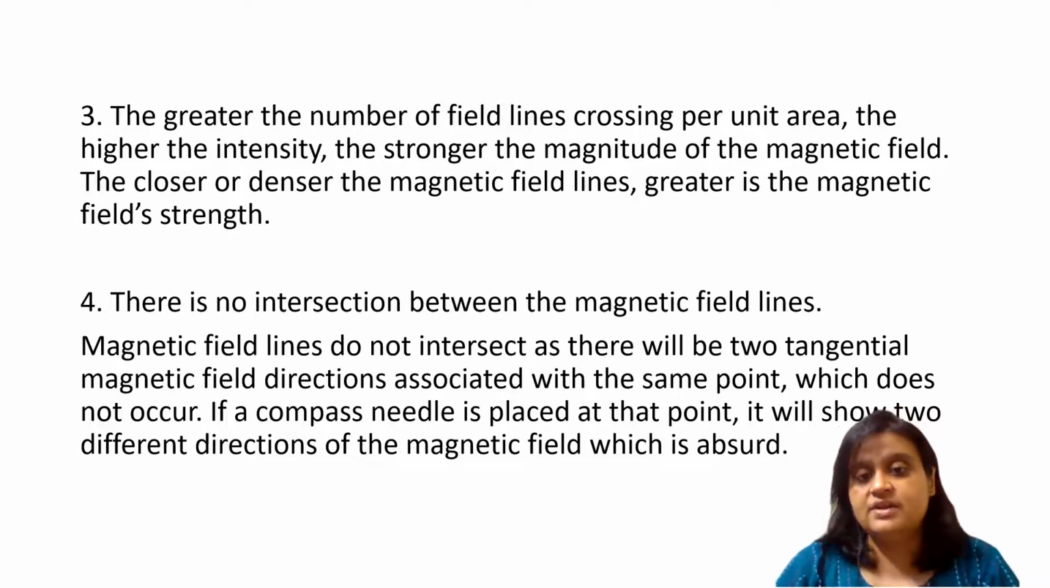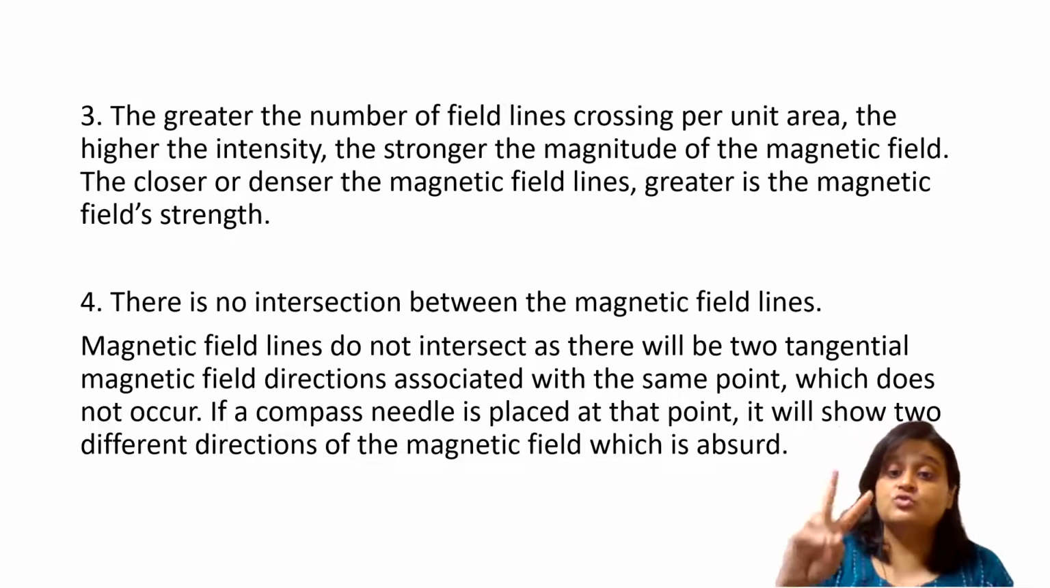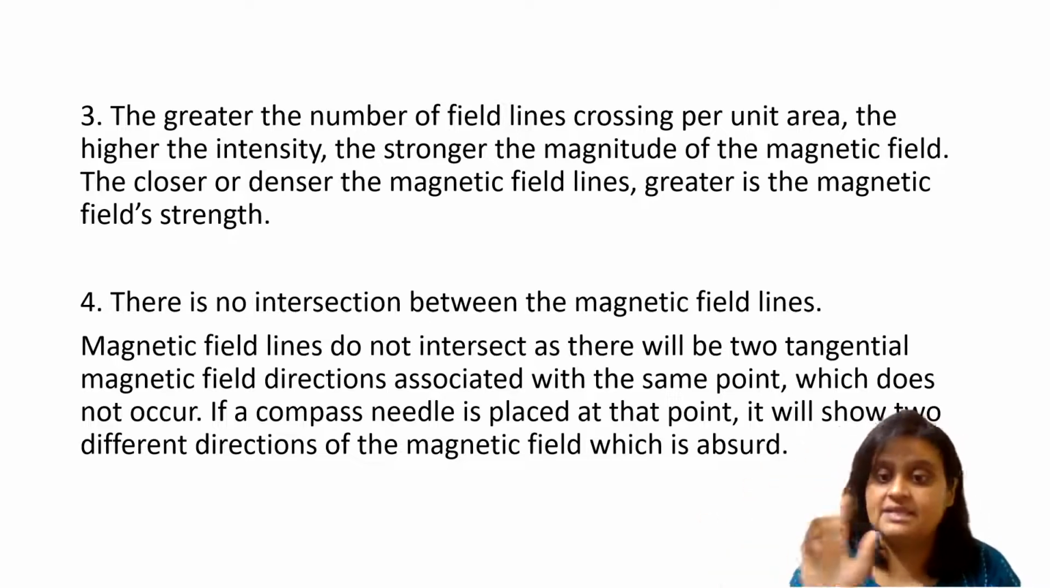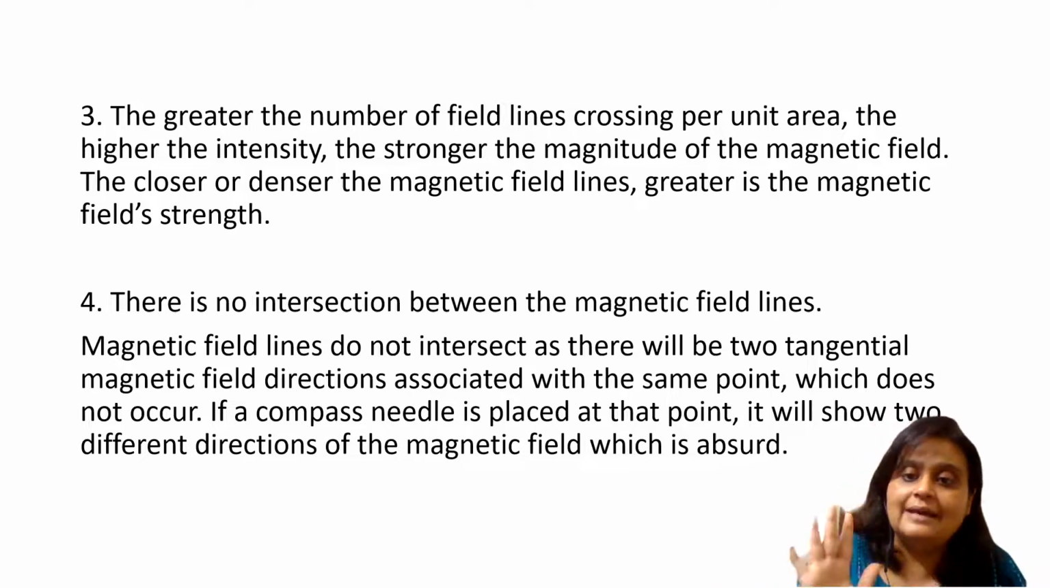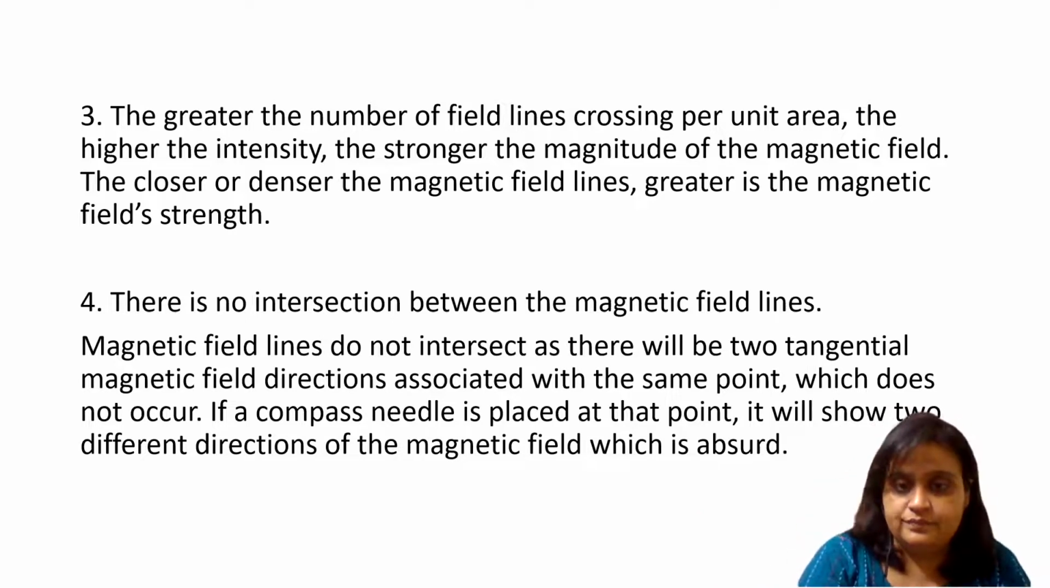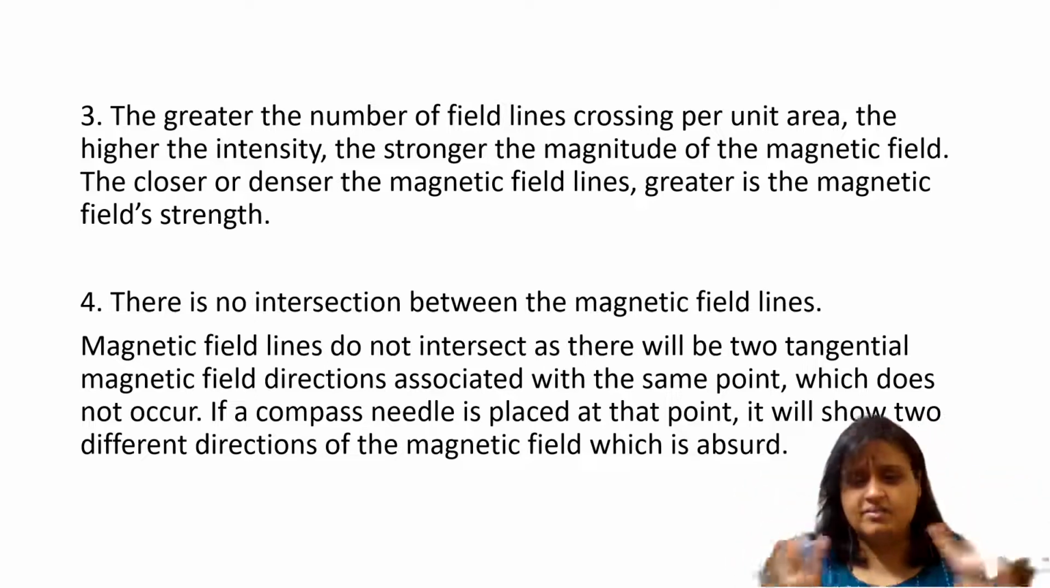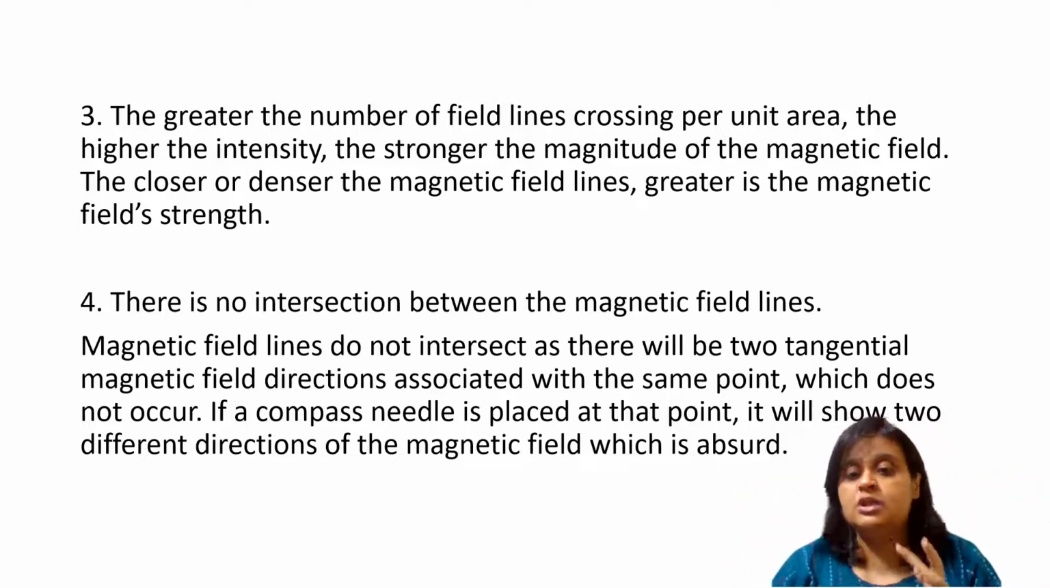Magnetic field direction associated with the same point, which does not occur. If the compass needle is placed at that point, it will show two different directions. So दो डायरेक्शन जो दिखाएगा वो पॉसिबल ही नहीं होता actually. That's why two lines will never intersect each other, right? This is the very basic, very brief initial introduction.